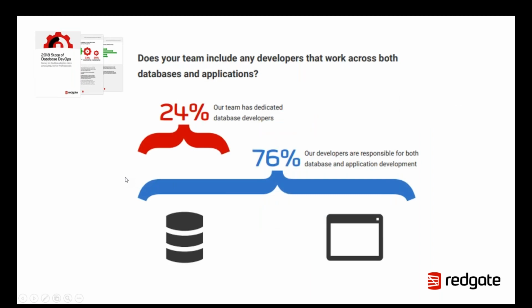Another interesting finding is that more and more developers are now required to work across both the database and the app code. From the survey that we did, only 24% worked specifically with databases, but 76% worked with both database and application code. And this is another reason why it's now more important than ever to follow a standardized process across both your databases and your application delivery, so that they're consistent and streamlined.